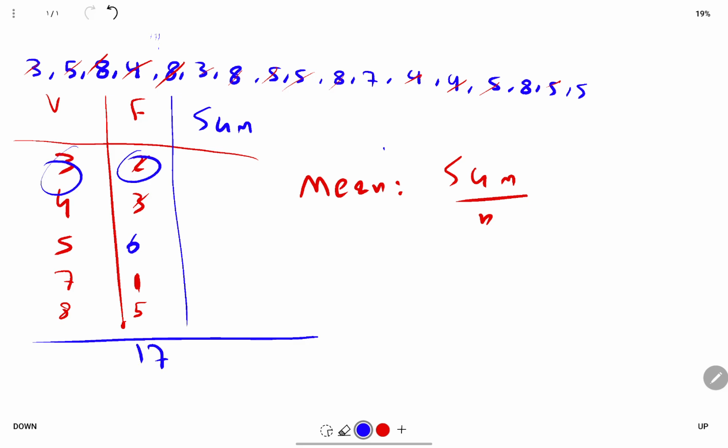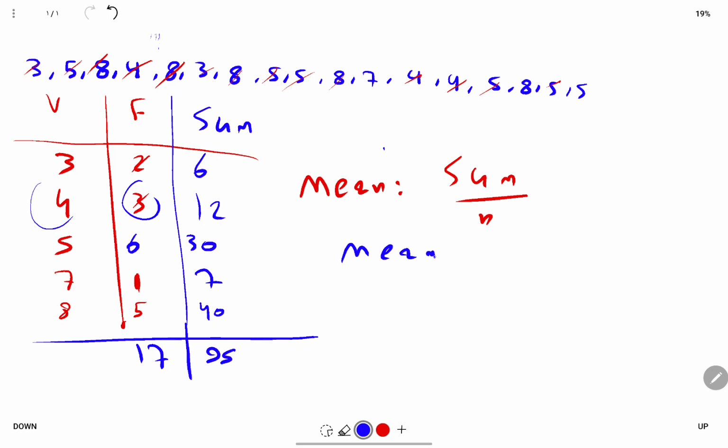3 times 2 is equal to 6, 4 times 3 is equal to 12, 5 times 6 is equal to 30, 7 times 1 is equal to 7, and 8 times 5 is equal to 40. Now 6 plus 12 plus 30 plus 7 plus 40 is equal to 95. So the mean is equal to 95 divided by 17.